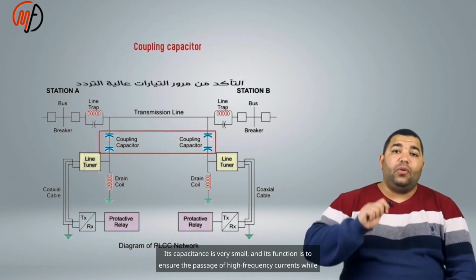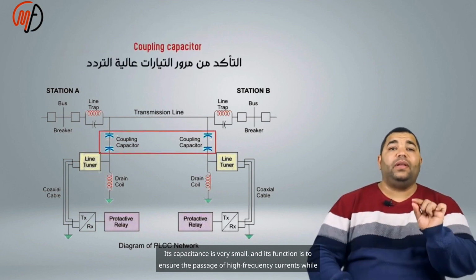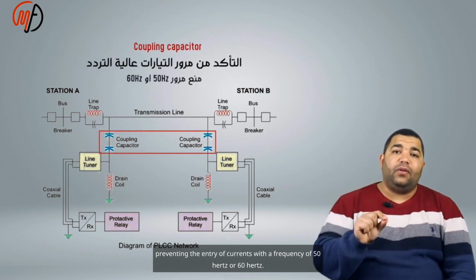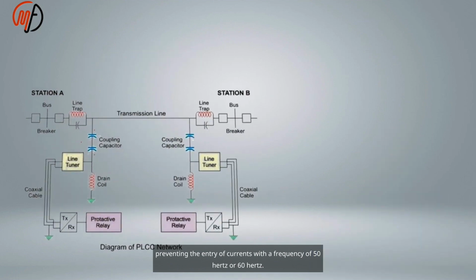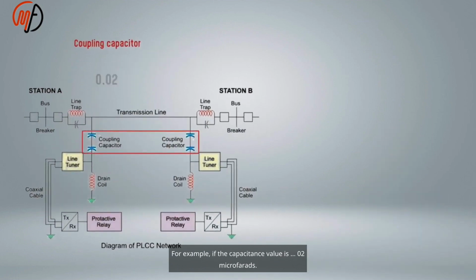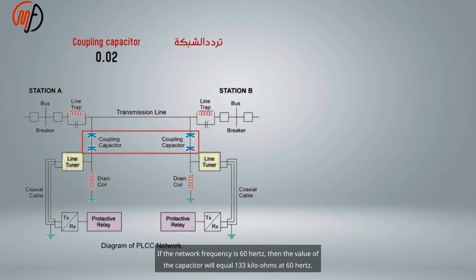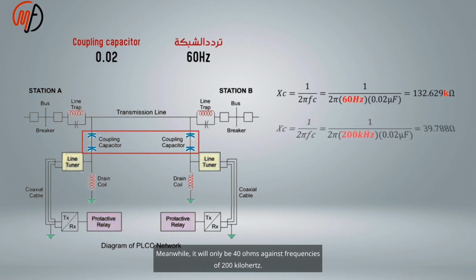Its function is to ensure the passage of high-frequency currents while preventing the entry of currents with a frequency of 50 Hz or 60 Hz. For example, if the capacitance value is 2 microfarads and the network frequency is 60 Hz, then the impedance of the capacitor will equal 33 kilo ohms at 60 Hz. Meanwhile, it will only be 40 ohms against frequencies of 200 kilohertz.